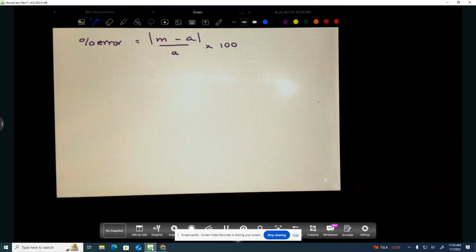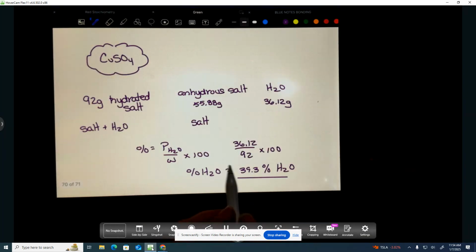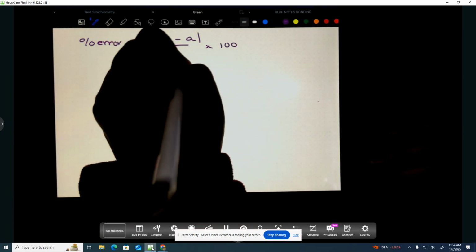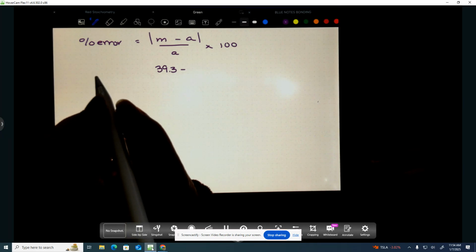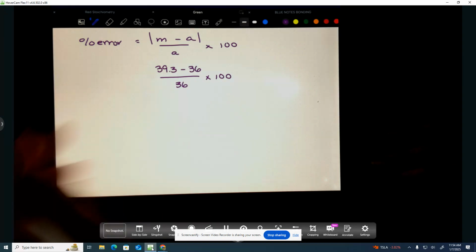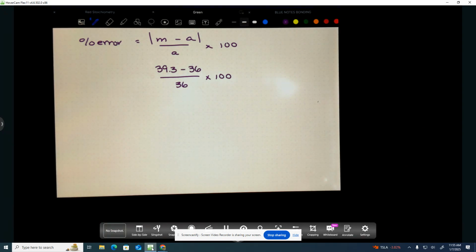Okay. Percent error is going to equal the measured value minus the accepted value over the accepted times 100. And we're going to take the absolute value of that. What was my measured value? 39.3. What's the accepted value? What should you have? 36 divided by 36 times 100. So what's the percent error? 39.3 minus 36 divided by 36. I'm going with 9% error.